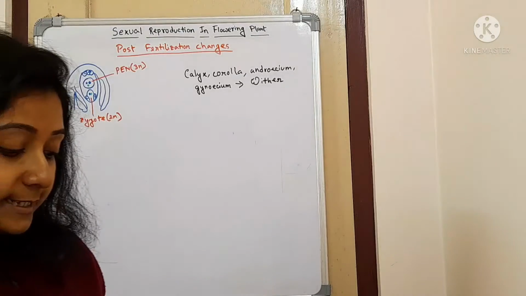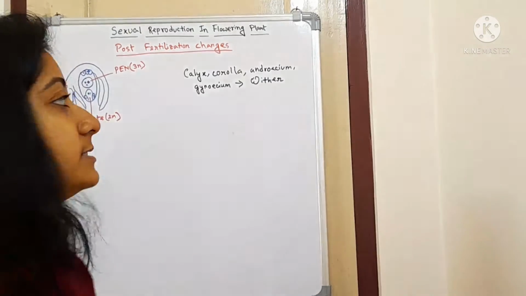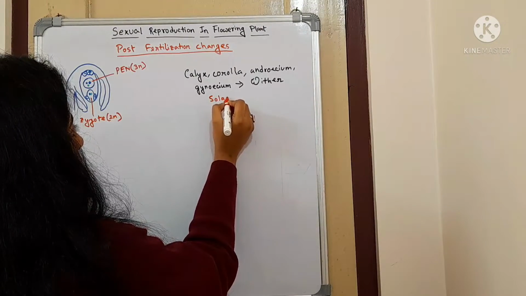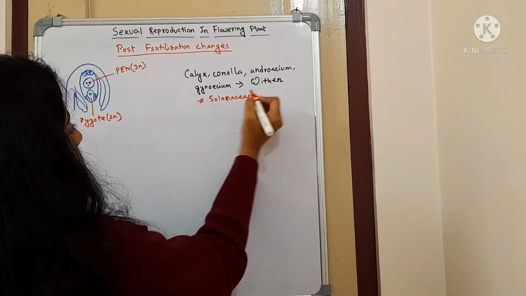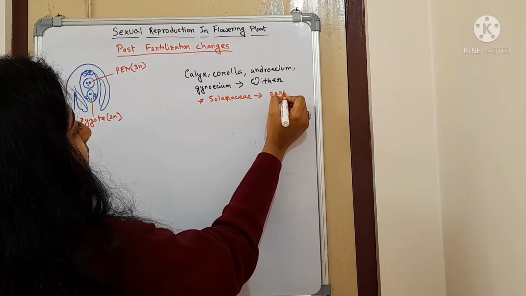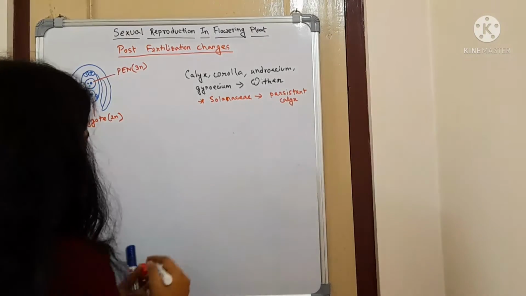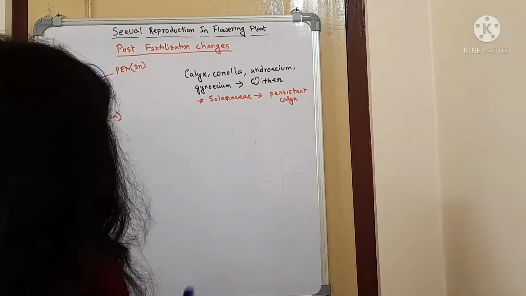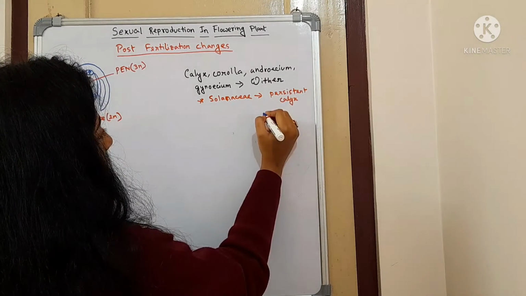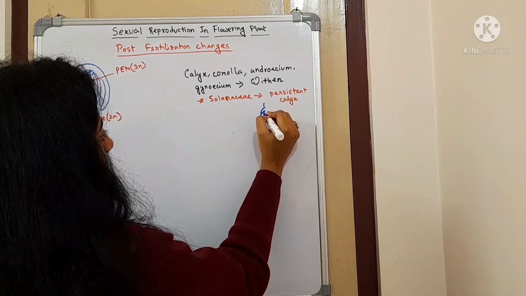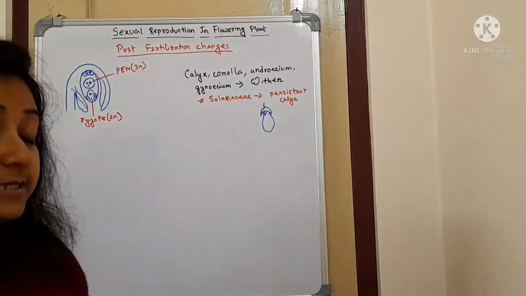Now, there is an exception. Exception is everywhere, right? The exception is in the family Solanaceae. In the family Solanaceae, we can find the persistent calyx in the fruits. What is the meaning of persistent calyx? In the case of brinjal, if this is the structure of the brinjal, then we can find this type of structure. This is called the persistent calyx.